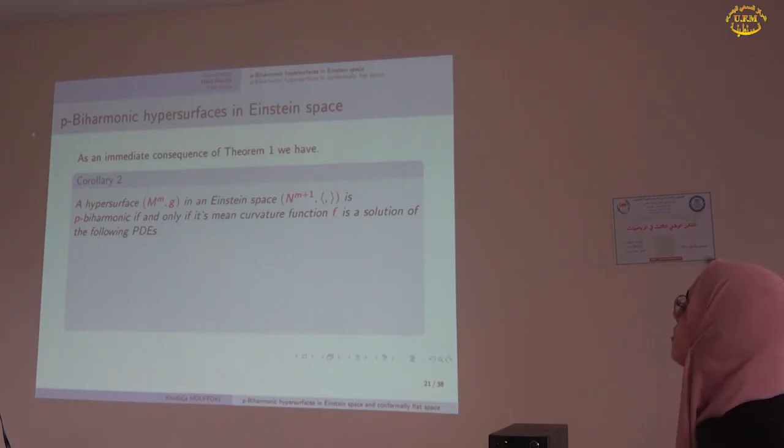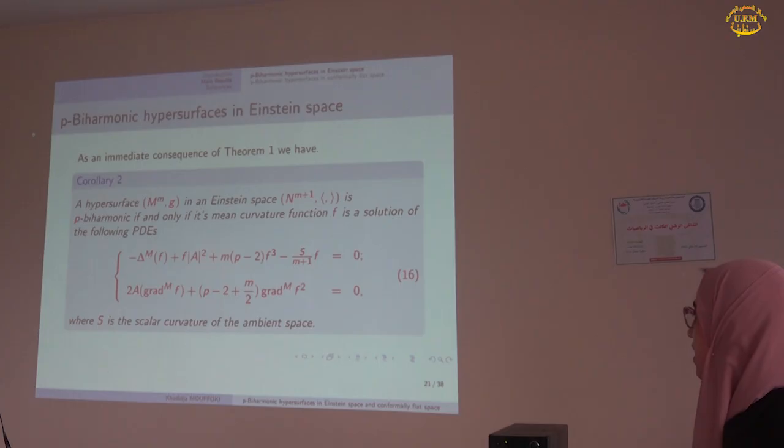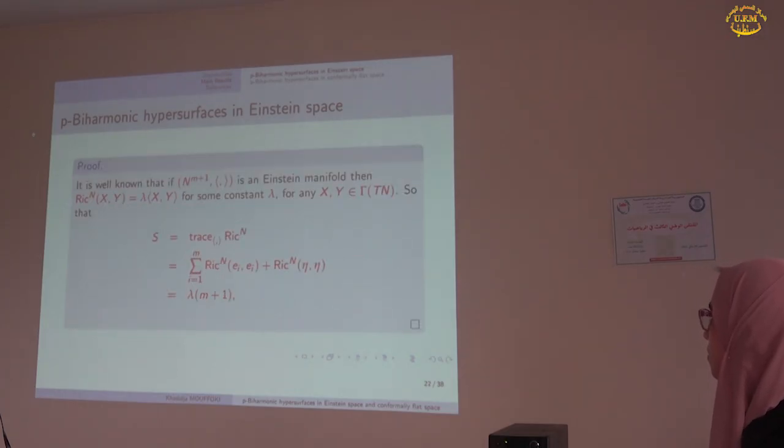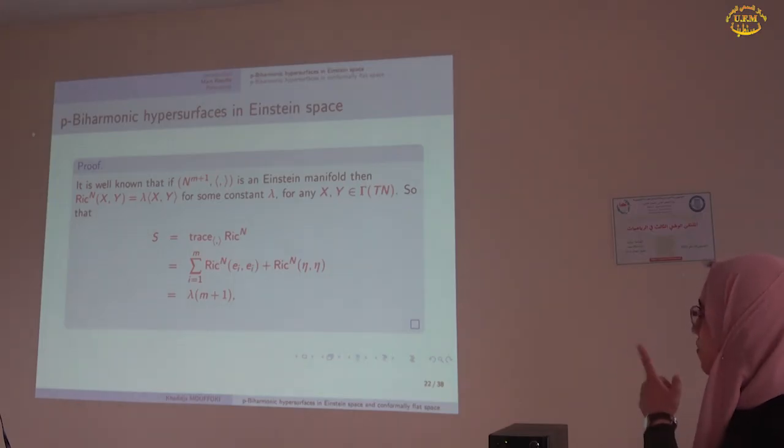As an immediate consequence of Theorem 1, we have: a hypersurface M in an Einstein space is P-Biharmonic if and only if its principal curvature function F is a solution of the following PDEs. In the proof, where S is the scalar curvature of the ambient space, here we used the definition of an Einstein manifold.